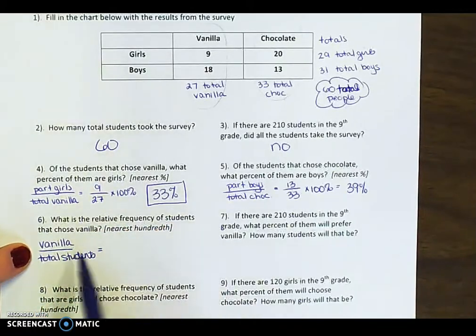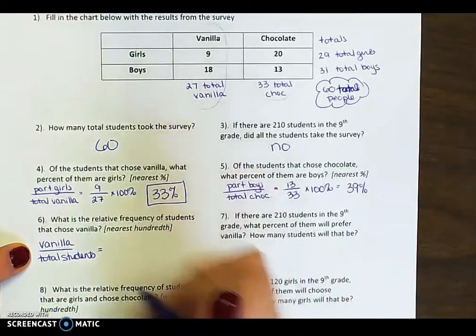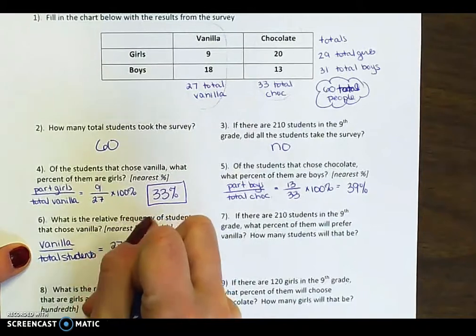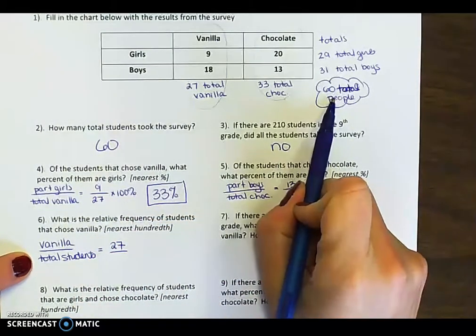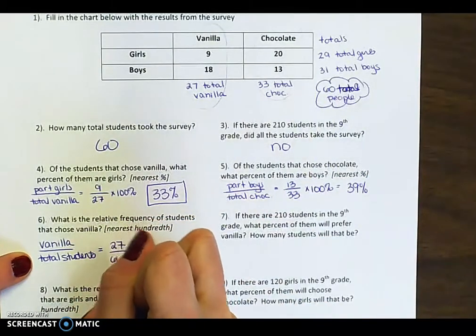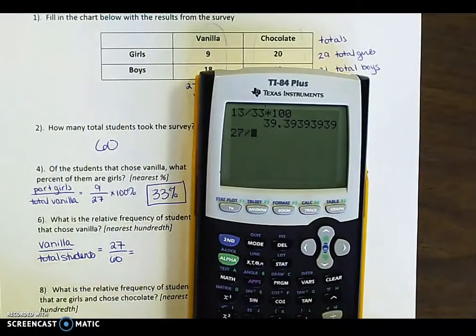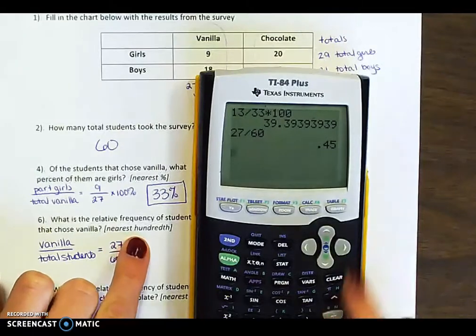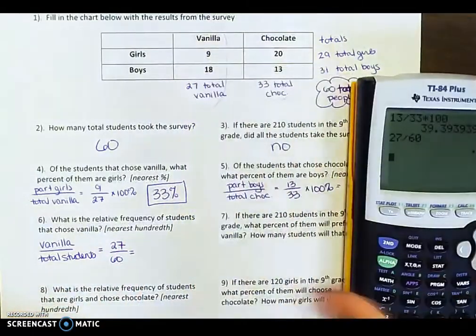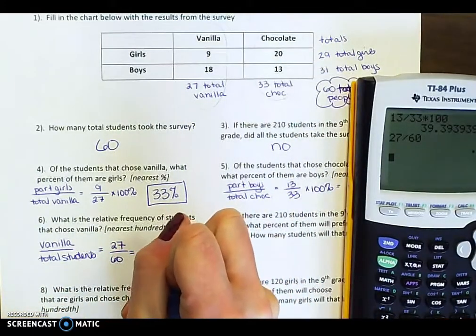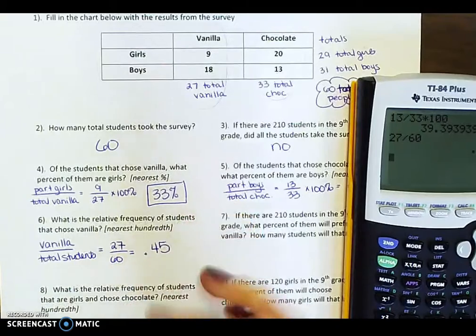So the total that were vanilla, that was 27. Over total students, we know is going to be 60. So now we're going to go ahead and divide it. 27 divided by 60. And we get 0.45. It says to the nearest hundredth. So that's 2 decimal places. So the relative frequency is 0.45.